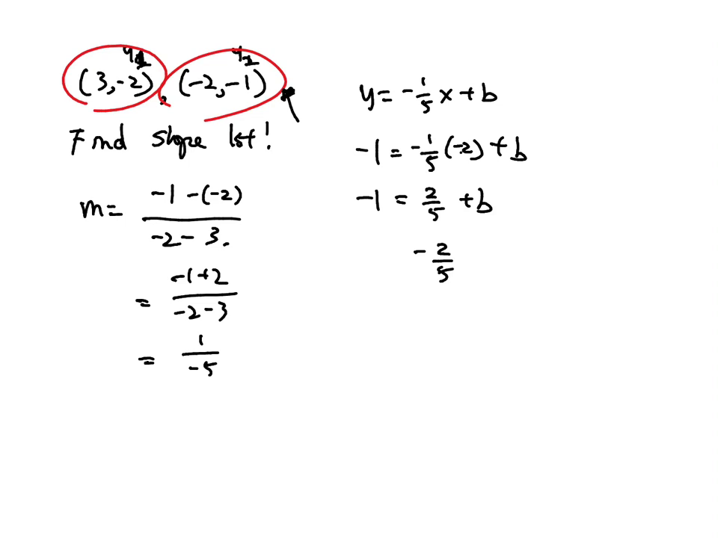Minus 2/5 on both sides. You get b equals negative 1 and 2/5. Right? Minus 1 minus 2/5, so together minus 1 and 2/5. So this is our answer: y equals negative 1/5 x minus 1 and 2/5.